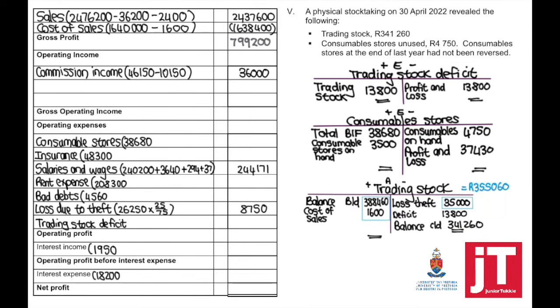In my income statement, as part of operating expenses, we're going to add trading stock deficit, which we calculated in our trading stock account, 13,800. Consumable stores from the pre-adjustment trial balance, 38,680, plus 3,500, the reversal entry, minus the consumables on hand, 4,750. That equals my final figure, my total expense for this accounting period.